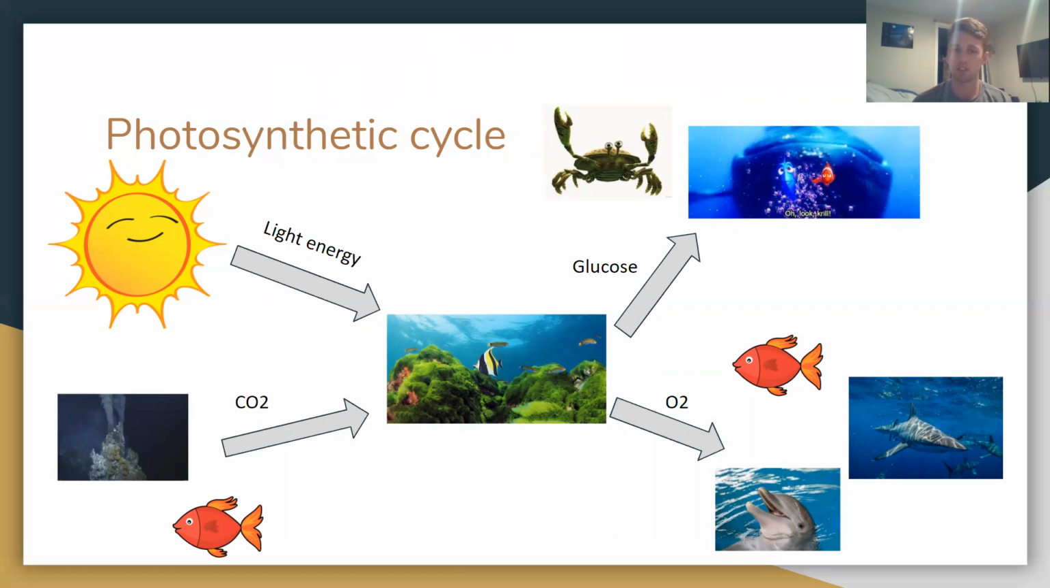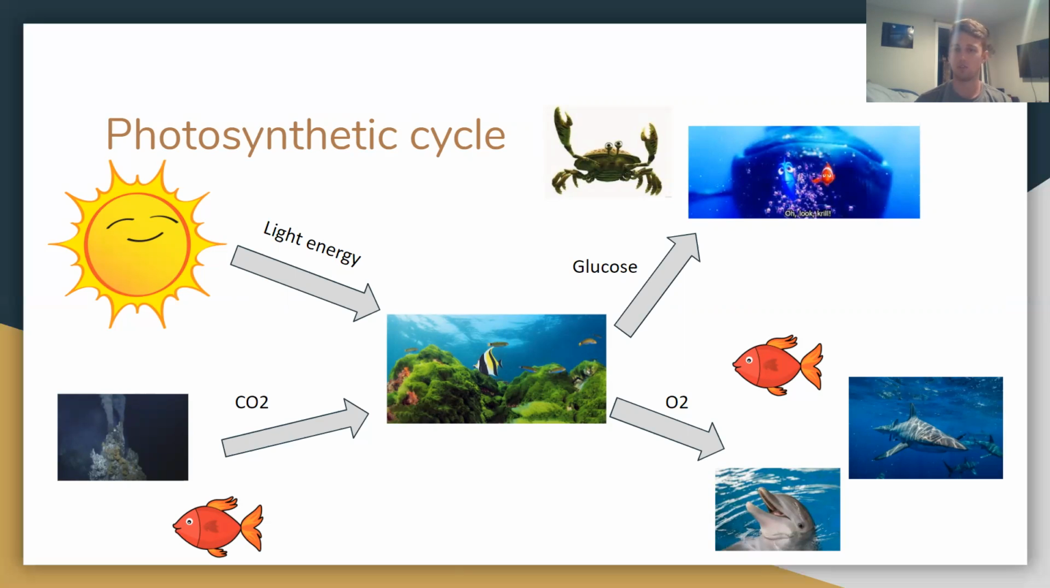Light energy from the sun is going to be taken up by the chloroplasts in these organisms. These chloroplasts are then going to create glucose, which can be used by our primary consumers when it is taken up by them. Actually, this is the photosynthetic cycle. I don't know what I was talking about.